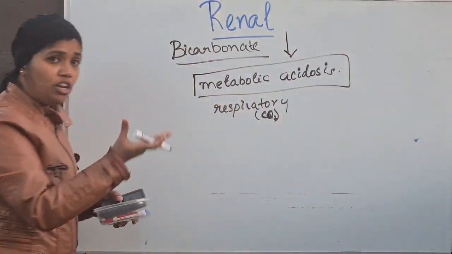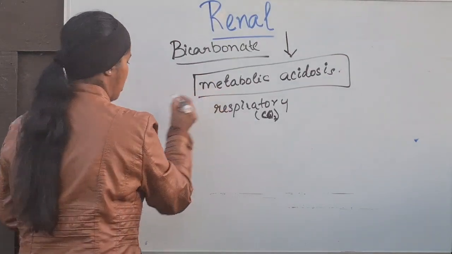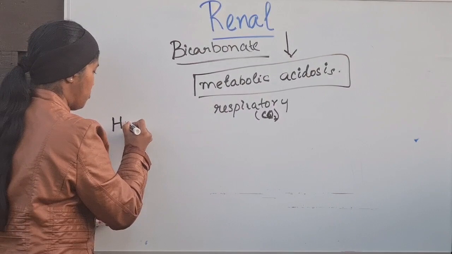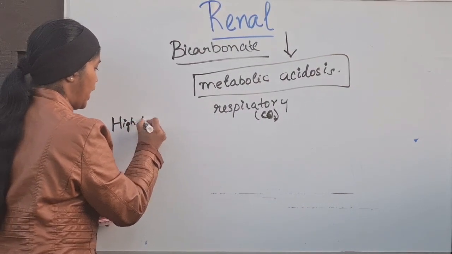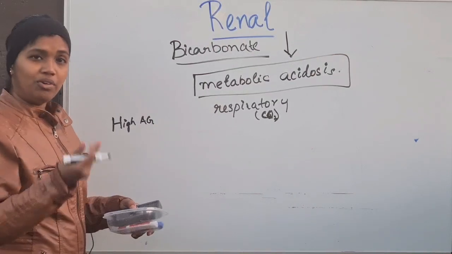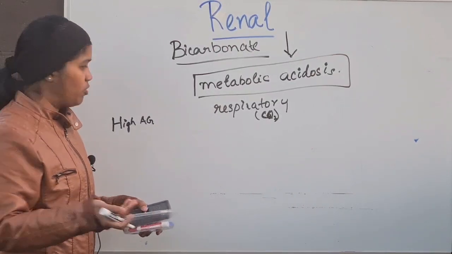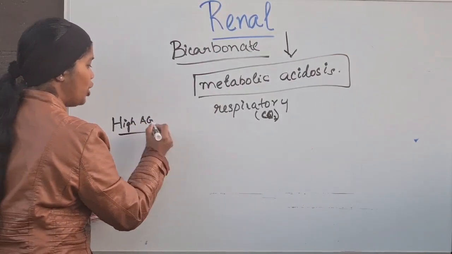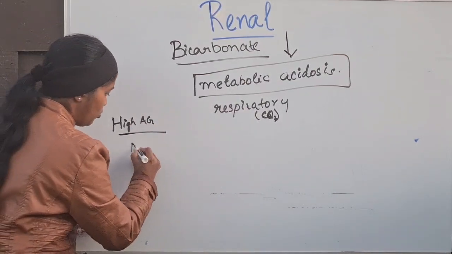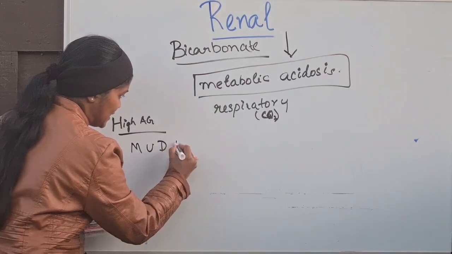If we go into detail of metabolic acidosis, there are two types of metabolic acidosis. One is the high anion gap metabolic acidosis, and the other is the normal anion gap metabolic acidosis. I will go into detail a little in the forthcoming videos, but just remember there is a mnemonic to remember the causes of the high anion gap metabolic acidosis. That mnemonic is MUDPILES.